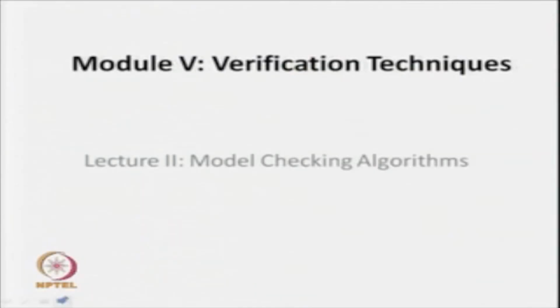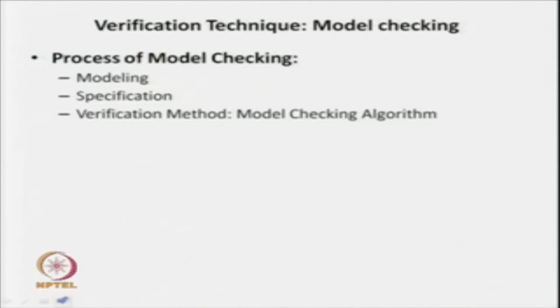In the last class, we discussed model checking. It is a verification technique, and in this technique we have three components. The first is modeling of the system. The second is specification, where you have to give the property in some formal language, so that we can use some formalism to verify those properties in the model. The verification method that we are going to talk about is model checking.